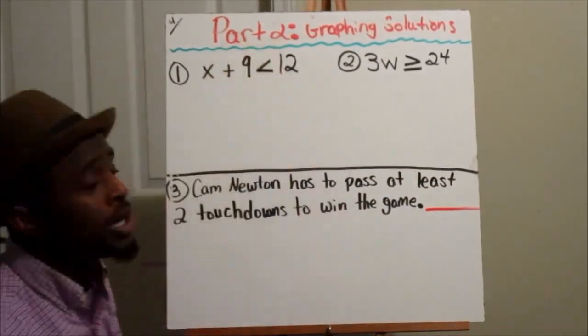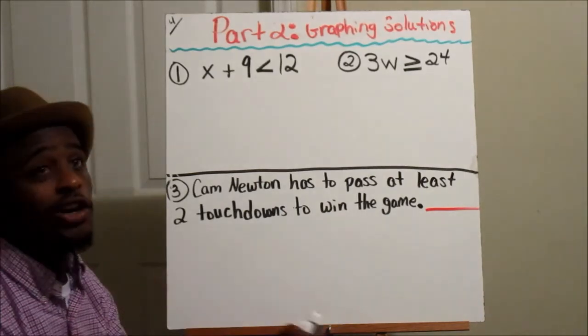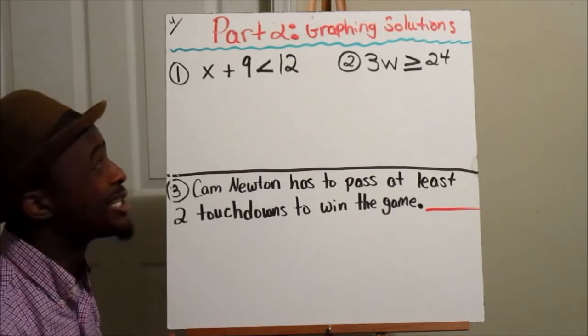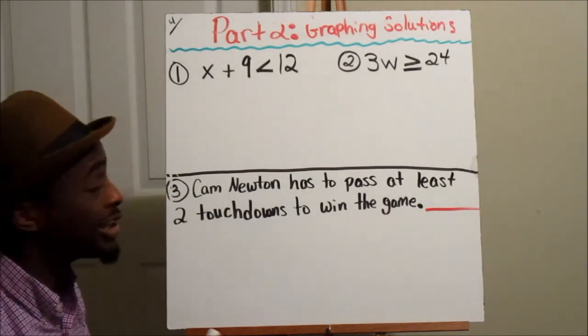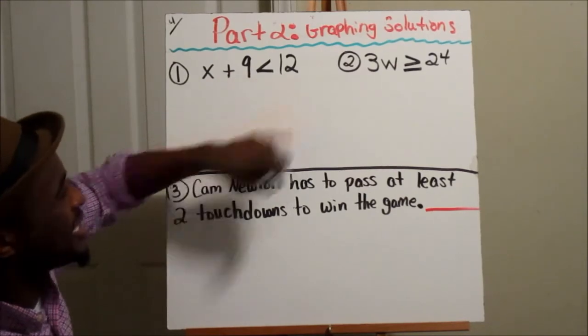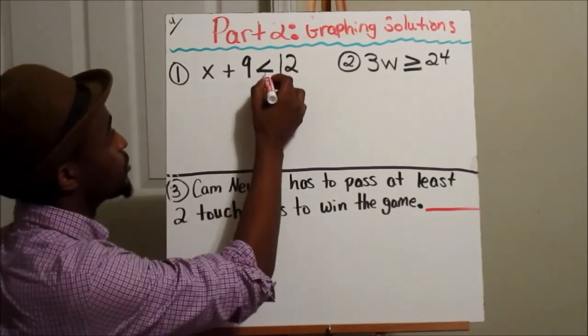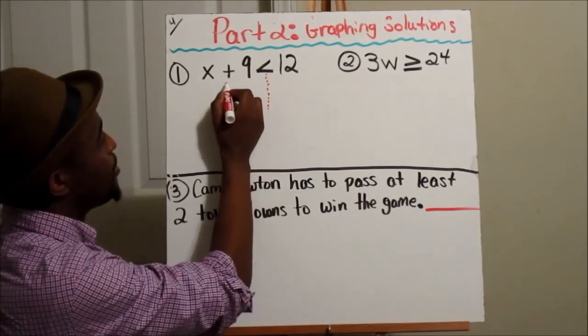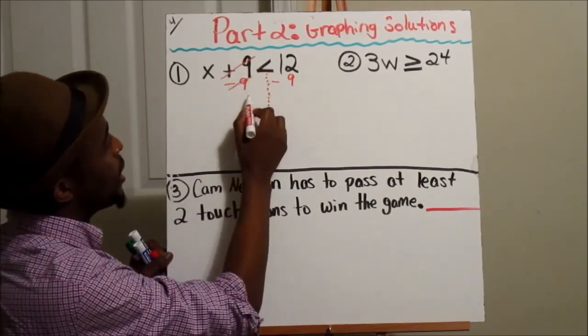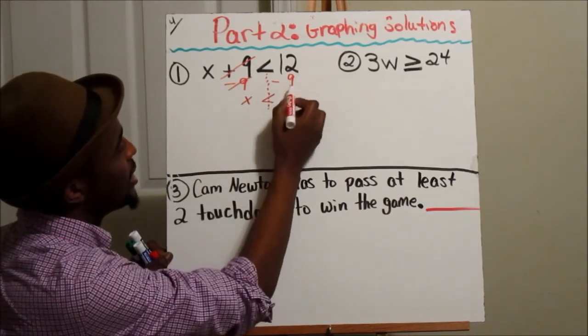Alright, let's look at part 2, and in this part, we just learned how to solve inequalities. Now we're going to learn how to graph the solutions, and this is probably the coolest part to me. This is the part I really like. I love graphing inequalities. So let's look at this. First, let's solve it. X plus 9 is less than 12. I will do the inverse operation, which is to subtract the 9. And I will get X is less than 3.